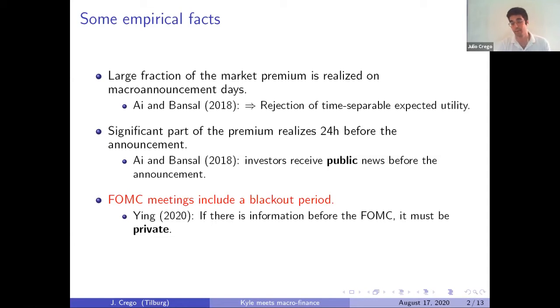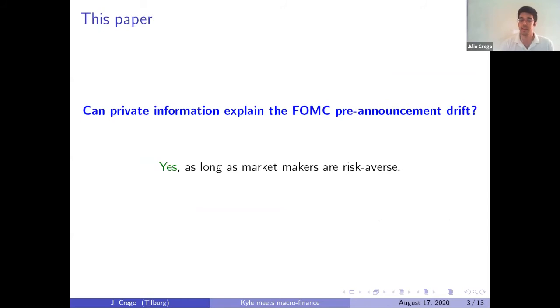And now, at this point, you have two options. You can either take A.M. and Chao and prove that a private signal will also work, or you can use a private signal to show that this private signal itself generates the drift, which is what Chao did. So the question of this paper is not if A.M. and Chao still works with a private signal, it is if private information can explain the FOMC pre-announcement drift or not.